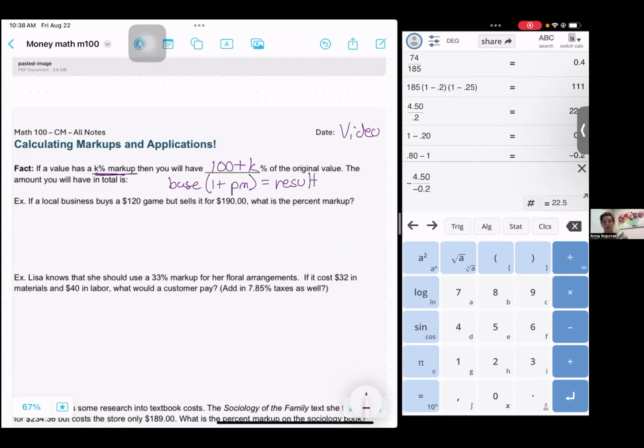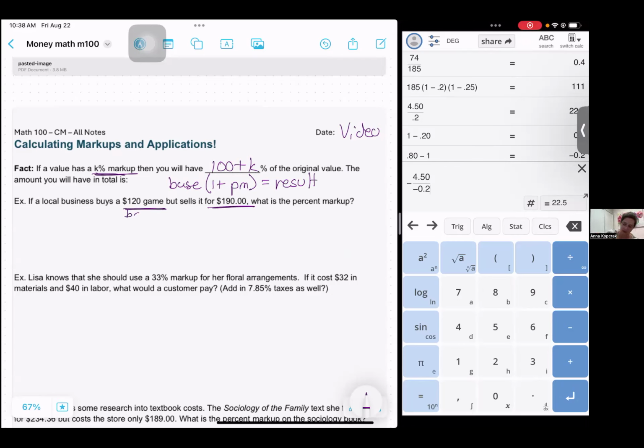This is also great when you're working at a job and you get a raise. Raises are by percentages, okay? Most of the time. I shouldn't say all the time, but most of the time. So if a local business buys a $120 game but sells it for $190, we see a markup. All right, a markup. What is the percent markup?